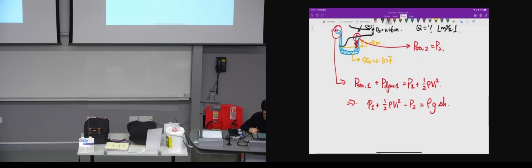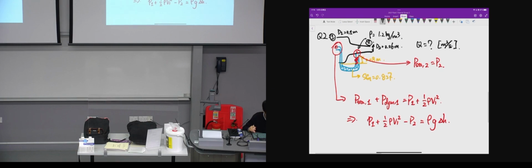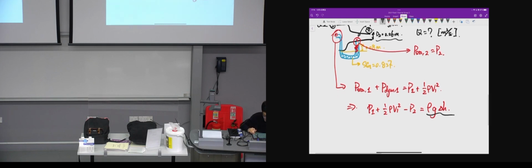All right, so if we look at this, what we know is the rho g delta h, and we don't know anything else. But also, don't forget we have the diameters of 0.1 and 0.2, so this indicates we can use the continuity equation.